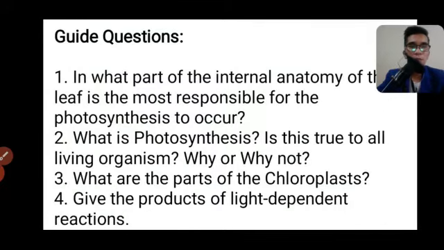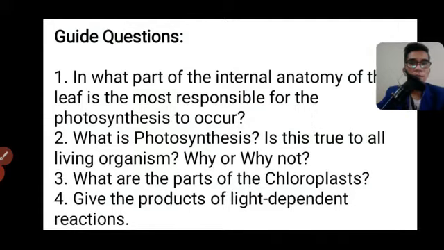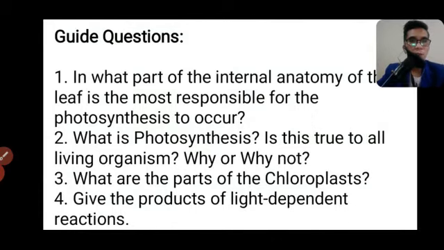Of course, provided in the activity are the guide questions. In what part of the internal anatomy of the leaf is the most responsible for photosynthesis to occur? What is photosynthesis? Is this true to all living organisms? Why or why not? What are the parts of the chloroplast? Give the products of the light-dependent reaction.